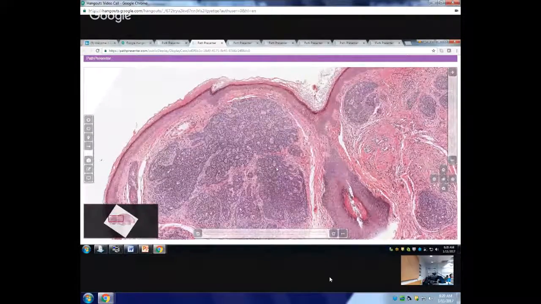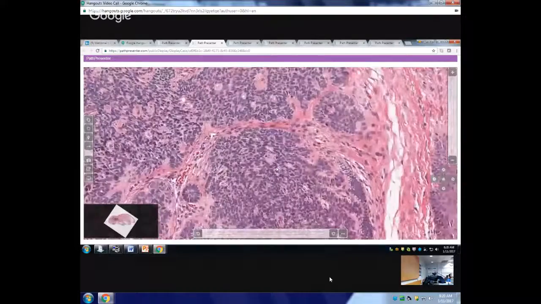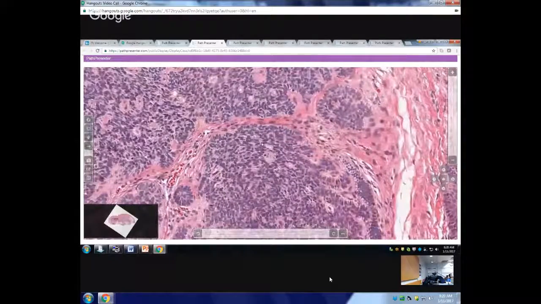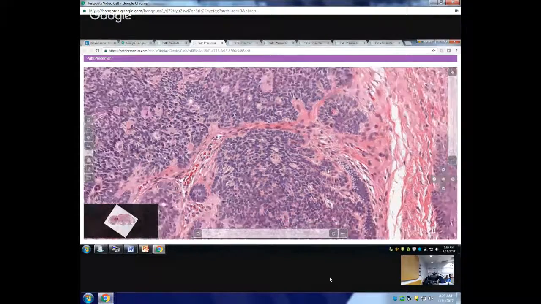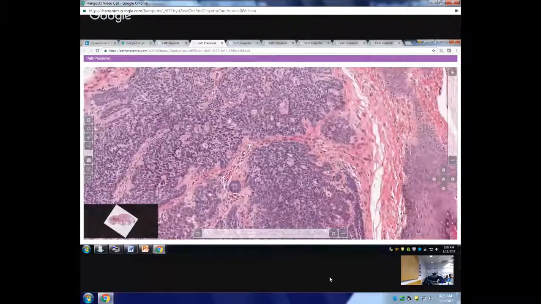What is your main differential diagnosis? Basal cell carcinoma. So again you go high power and you look for the features. Do I see palisading a little bit? Do I see clefting? No. Do I see any apoptosis? No. Do I see any mitotic figures? No. Do I see a myxoid stroma? No, actually. So at least first you have ruled out a basal cell carcinoma.